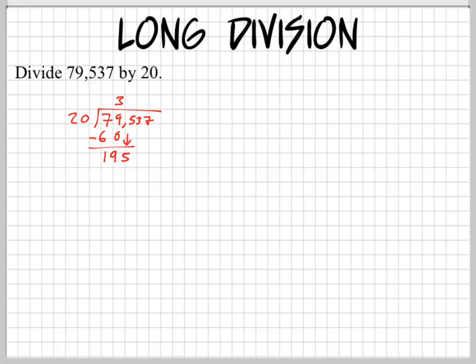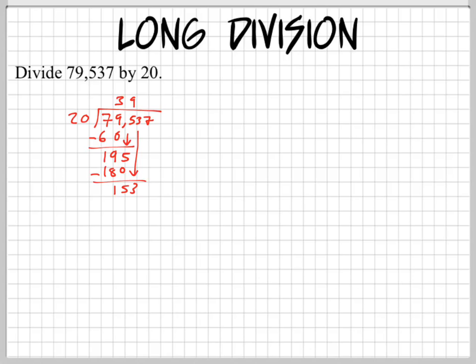Well, 20 doesn't go into 195 exactly. So what you would do is you would pick a number that's close to it. It goes into 180, which is 9. And that would be 180, and I would subtract that. I would get 5 and 1, then bring down the 3.